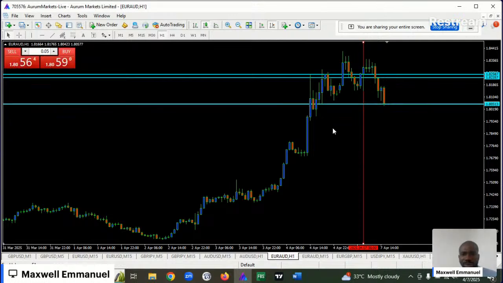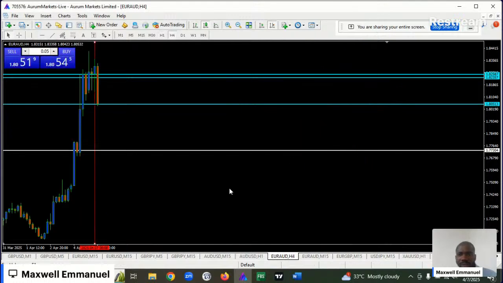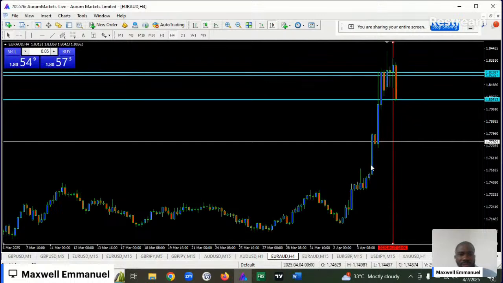Australian dollar is still very bullish. Sorry, bearish. It's still bearish. It's likely going to come and fill. This will be the next target for Euro Australian dollar. We still have several fair value gaps here that need to be filled. You can see we still have a fair value gap here, and we still have one here. So there are a lot of fair value gaps to be filled on Euro Aussie.